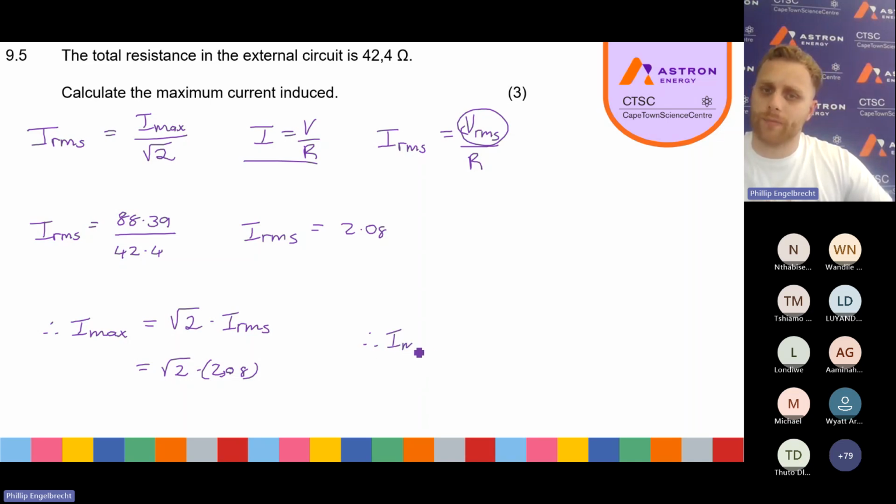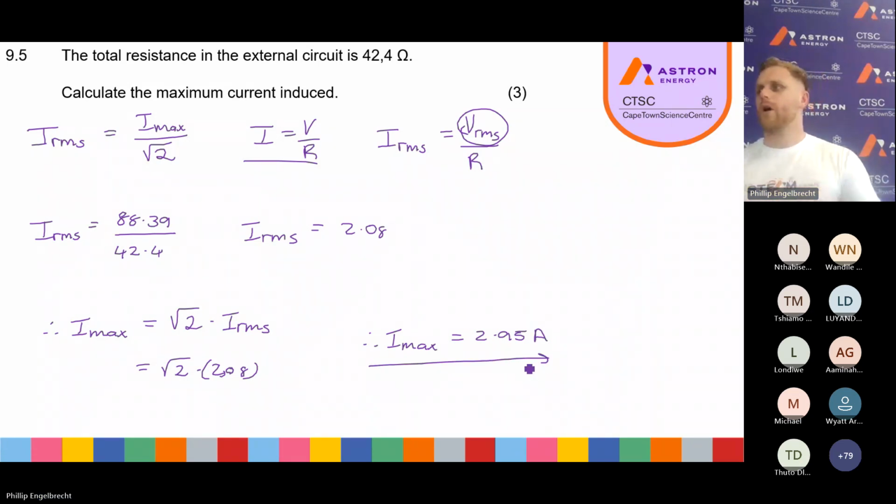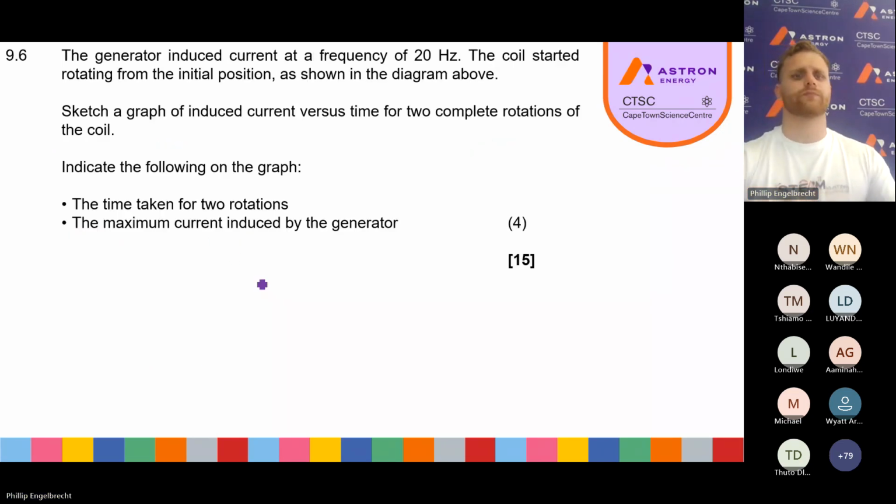Therefore, my maximum current that this thing generates is equal to 2.95 amps. And Bob's your uncle, okay? Hopefully you guys understand that. Okay? Pretty simple. This is usually a quick, easy section.